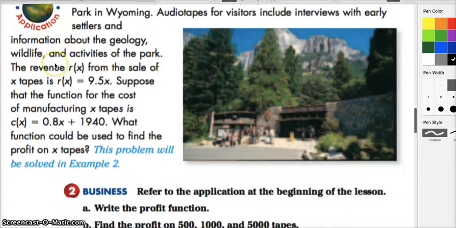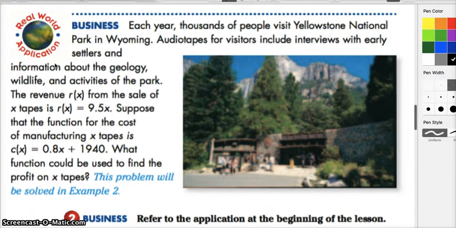Example 2 is going to require us to look at some information that we got in the beginning of the chapter. That's why it's included here. Each year, thousands of people visit Yellowstone National Park in Wyoming. Audio tapes for visitors include interviews with early settlers and information about the geology, wildlife, and activities of the park. The revenue from the sale of x tapes is given as R of x is equal to 9.5x. And suppose that the function for the cost of manufacturing the x tapes is given as C of x is equal to 0.8x plus 1,940.